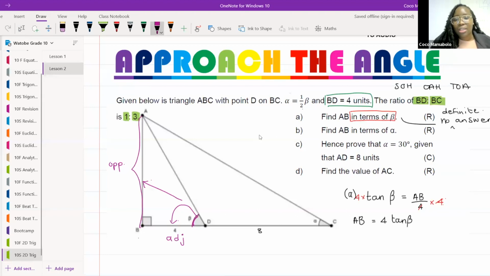Now, that's what we've just done in number A. I want you guys to answer the question for AB in terms of alpha. Remember, alpha is this angle over here. I want you to do B for me. Once you are done answering B, put your favorite emoji in the chat.